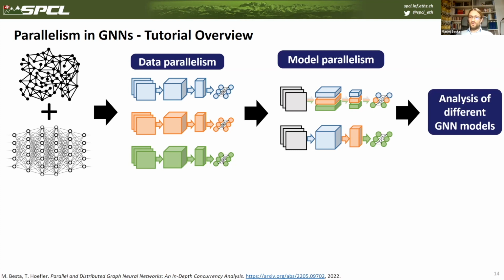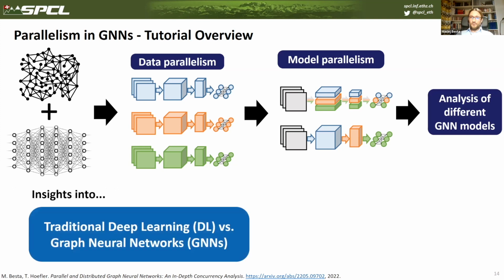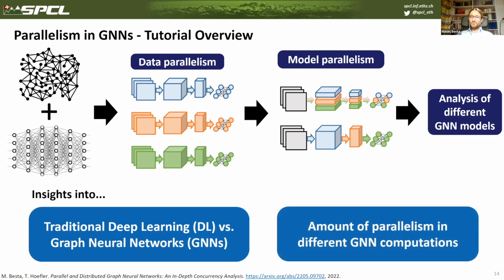analyze a lot of different GNN models, trying to understand which ones come with more parallelism at the fundamental level, and we'll try to have a broader outlook on the insights coming from how to execute these different models efficiently. In many parts, we are going to focus on getting insights into, on one hand, what the differences are between parallelism in traditional deep learning versus parallelism in graph neural networks, and also, as I mentioned, how much parallelism there is in different parts of the GNN landscape.